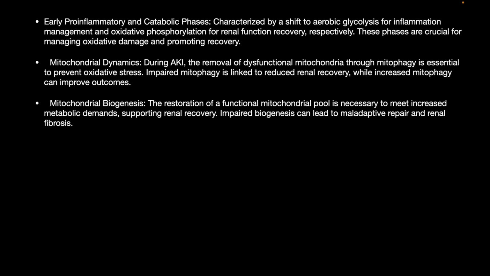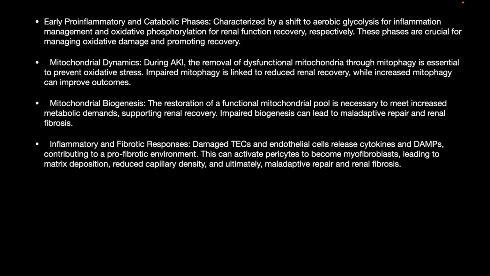The restoration of a functional mitochondrial pool is necessary to meet increased metabolic demands, supporting renal recovery. Impaired biogenesis can lead to maladaptive repair and renal fibrosis. Damage to the tubule epithelial cells and the endothelial cells causes cytokines and DAMPs, contributing to the profibrotic environment. This can activate pericytes to become myofibroblasts, leading to matrix deposition, reduced capillary density, and ultimately maladaptive repair and renal fibrosis.